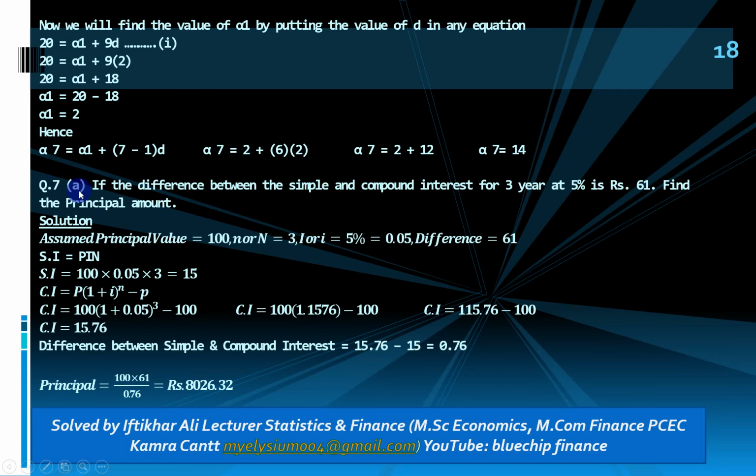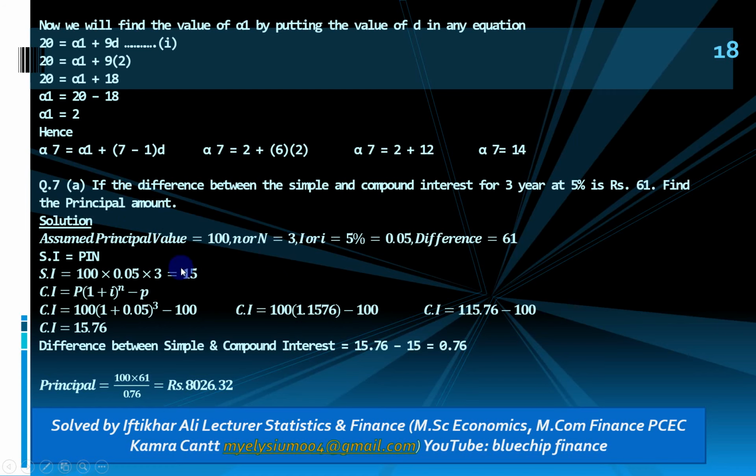Question 7 part A. If the difference between the simple and compound interest for 3 years at 5% is rupees 61, find the principal amount. It is a very simple question. First assume the principal value equals 100, n equals 3 years and interest rate is 5%. Just calculate simple interest and compound interest with this assumed principal value.